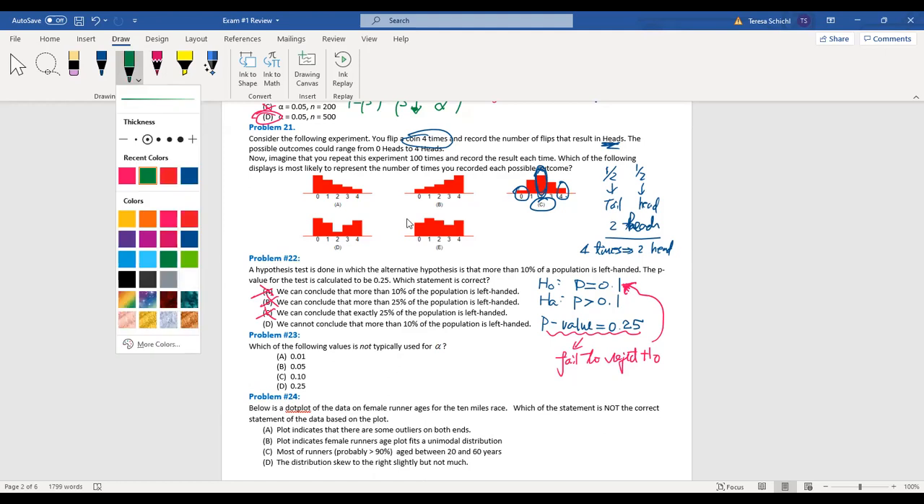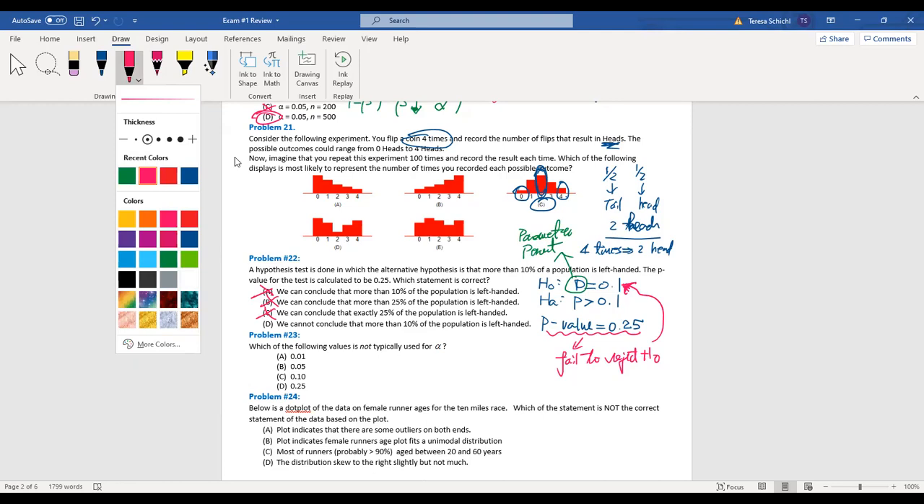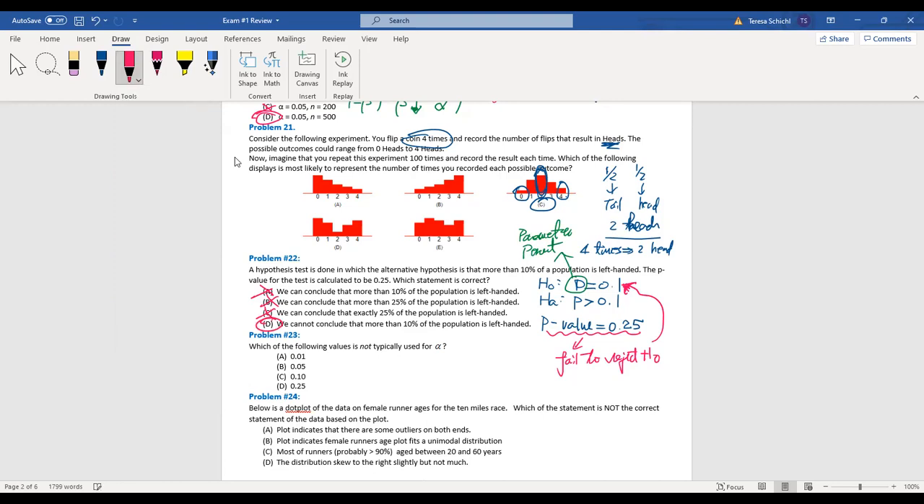This p is the parameter. This is the percent of the people who are left-handed. So the last one says we cannot conclude more than 10% of the population is left-handed. That's correct because we fail to reject the null hypothesis. So we cannot conclude more than 10%. We cannot support HA here.